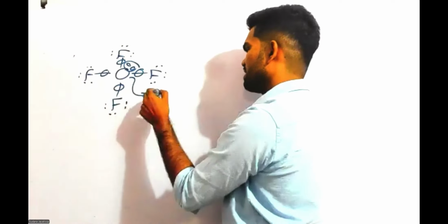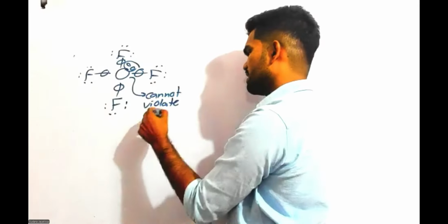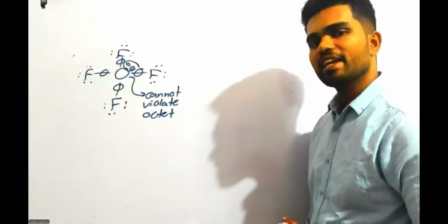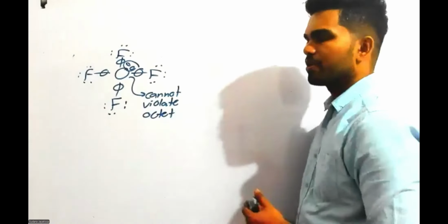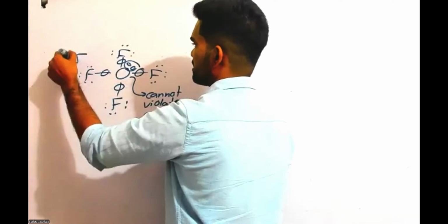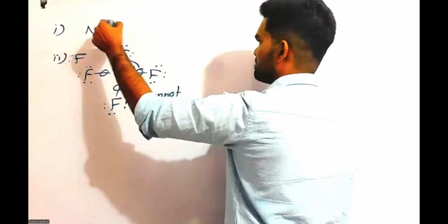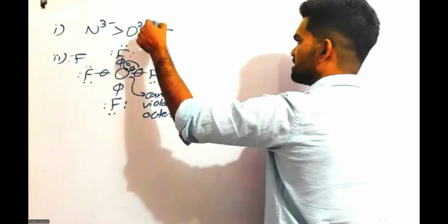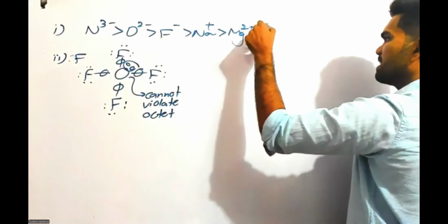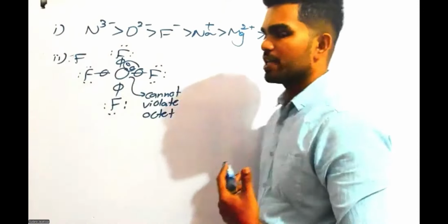So you cannot violate the octet rule. In the second energy level, you can keep a maximum of 8 electrons. So you can't draw OF4. So the second statement is false. False. For the first statement, you can write this example if you want to do a more extensive explanation. This is better. Isoelectronic series, remember? And in this direction, their radius decreases because their nuclear charge, the number of protons, increases.